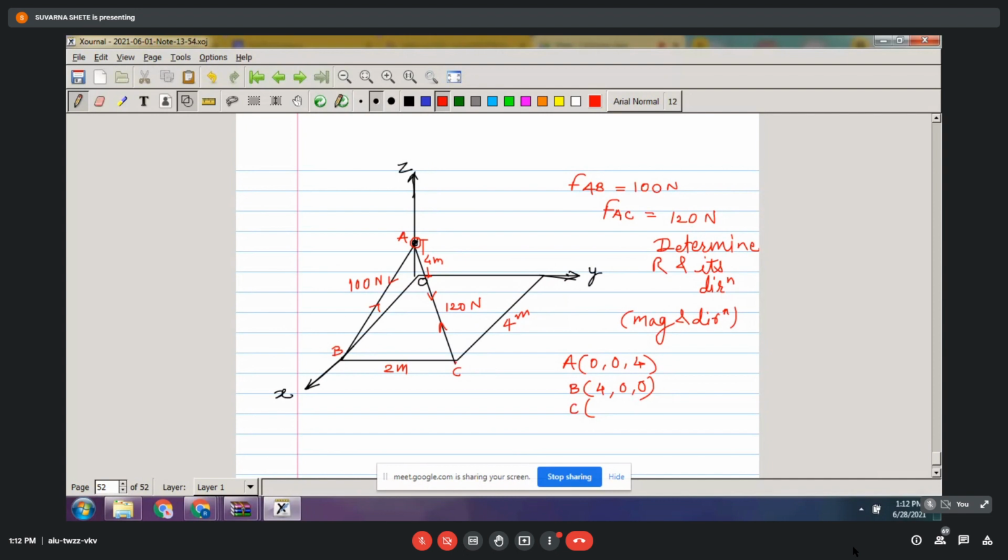Here is your C point. It is lying on which plane? XY plane. So which coordinate must be 0? Z coordinate. Z will be directly 0. Now along the X direction it is having 4 meters, so X will be 4. Along the Y direction, that is parallel to Y, it is having 2 meters, so Y will be 2. And as it is lying on the XY plane, its Z coordinate will be 0.